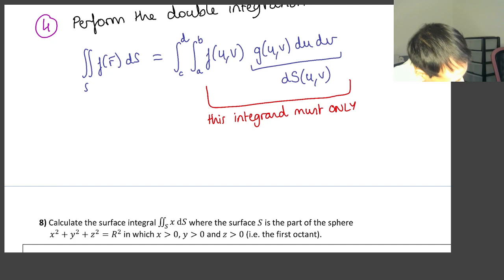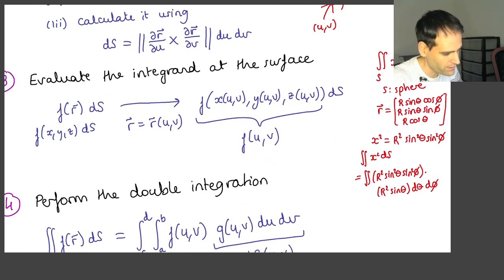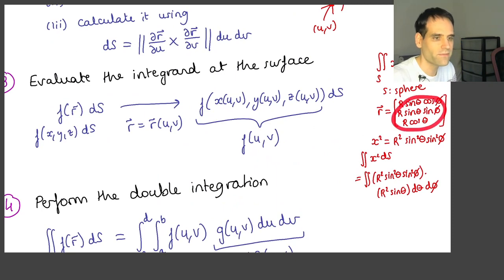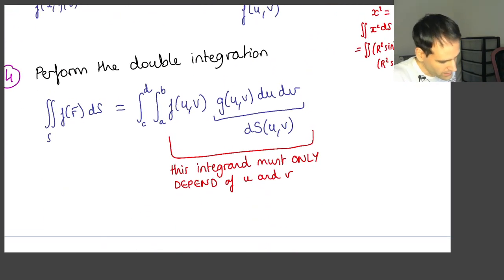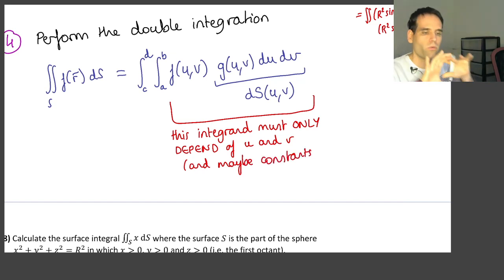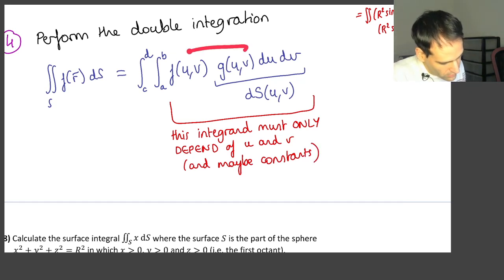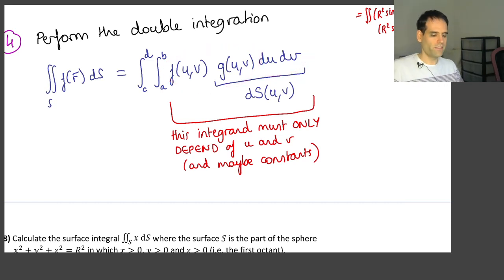Must only depend on u and v. If there is an x or a y or a z inside there, you're doing something wrong. You have to substitute x, y, and z by their values at the surface, by substituting the equation of the surface. Okay? So always make sure that this integrand must only depend on u and v, and maybe constants. So any constant that doesn't depend on where you are around. Okay? And once you arrive here, then it's very easy because you have a function of u and v, du dv, so you just do the double integral.